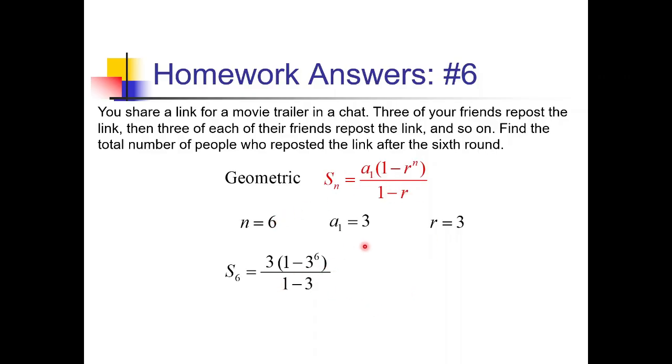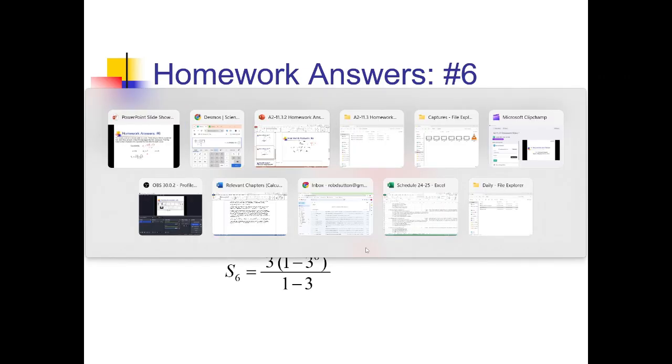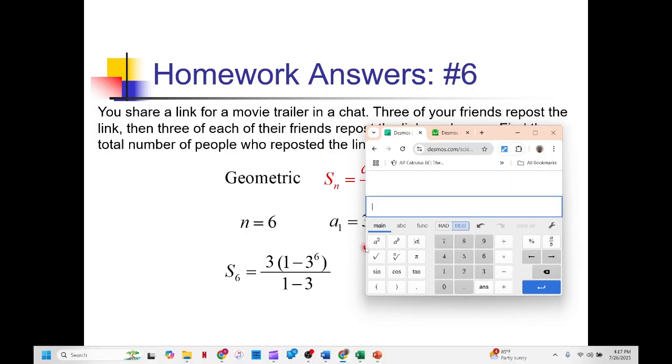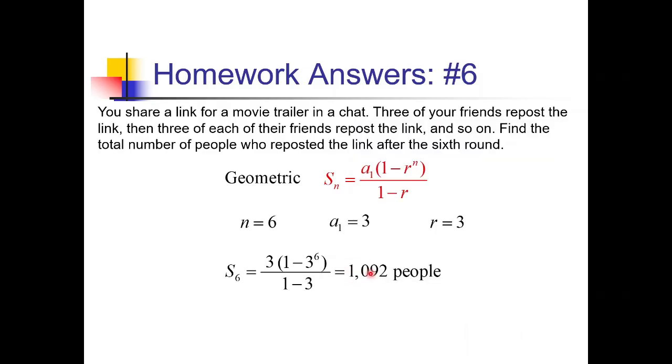And let me just go ahead and put that in my calculator now. And I'll just clear out whatever's in there. So fraction 3 and 1 minus 3 to the 6th. All of that over 1 minus 3. And that comes out to 1,092 people who have reposted this thing.